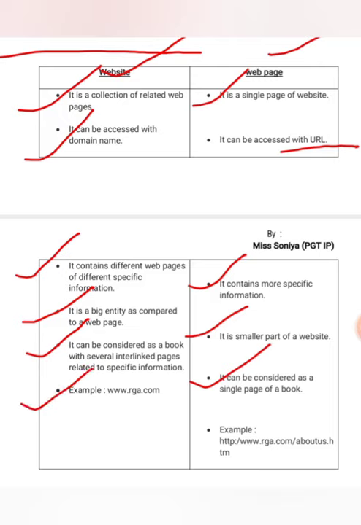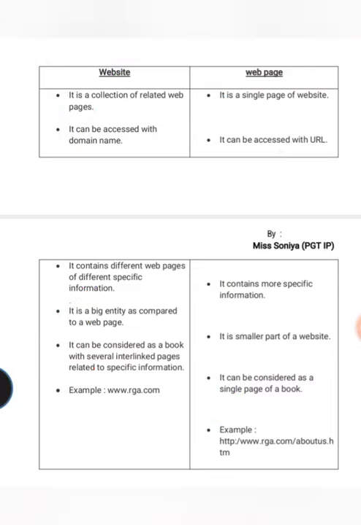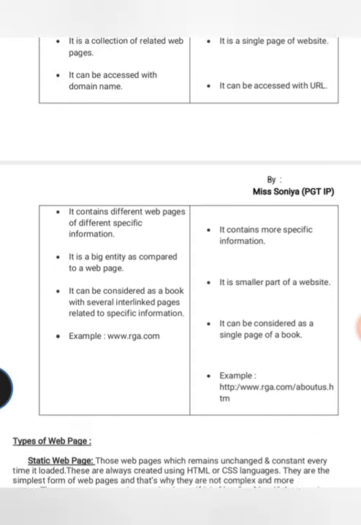Examples are there. I have taken your school's website example, like rja.com. If you want to access a single web page of your website, then the URL you need to enter in your address bar will be the name of your website, like www.rja.com, and then the page about us.html. So about us.html will be the page which will open when you enter this URL. So this is the difference between a website and a web page.